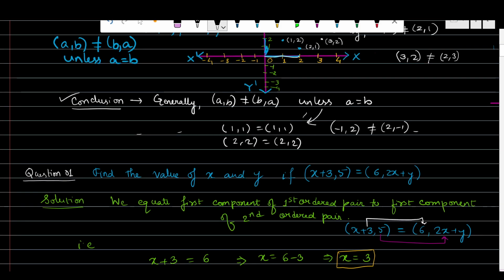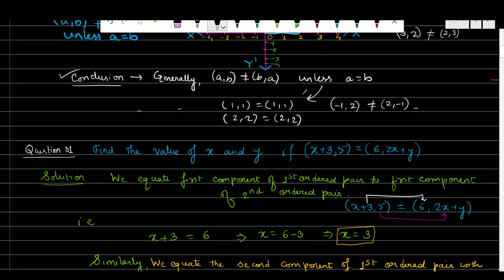Next, one question for you: find the value of x and y if x plus 3 comma 5 equals 6 comma 2x plus 5. So we equate the first component of the ordered pair to the first component of the second ordered pair. We get x plus 3 equals 6, and from here we get x equals 3.